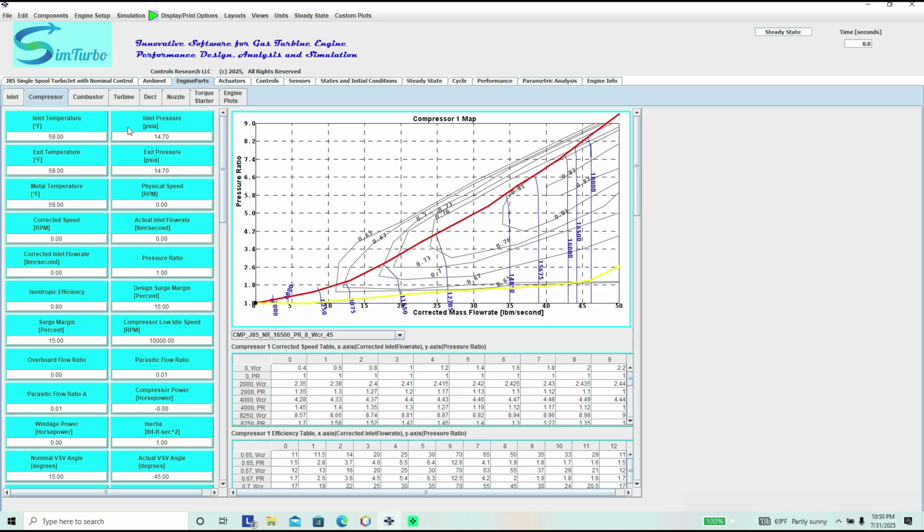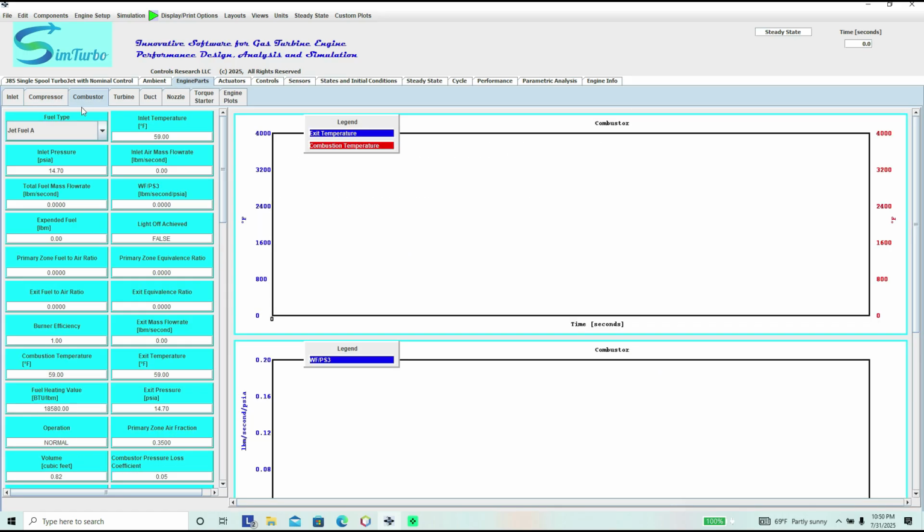And then here we have all the parameters which will be varying as we progress in the engine. This shows the same type of situation for a combustor. We're able to select the type of fuel that we use, which in this case, we've selected jet fuel A.